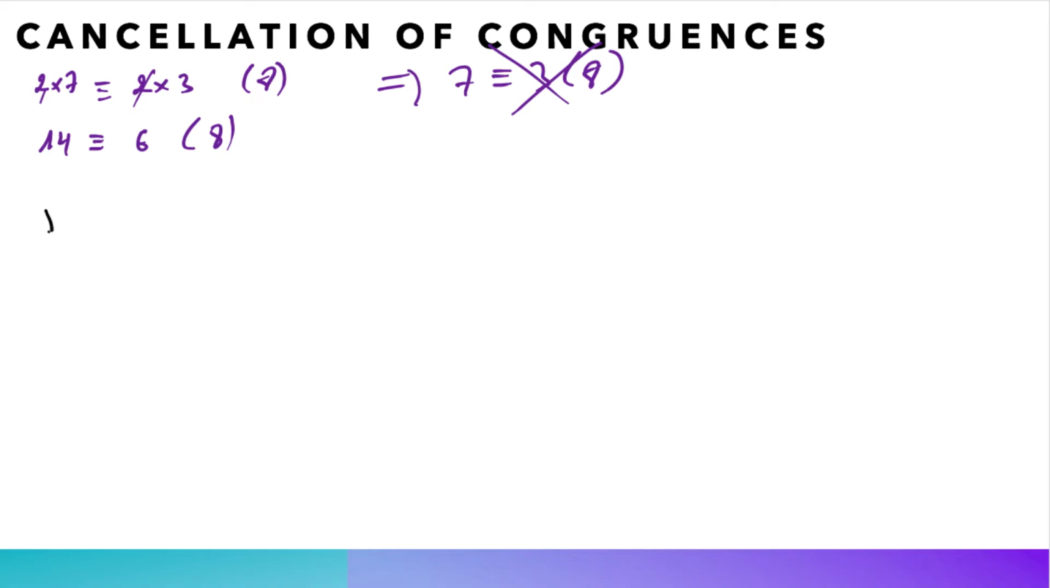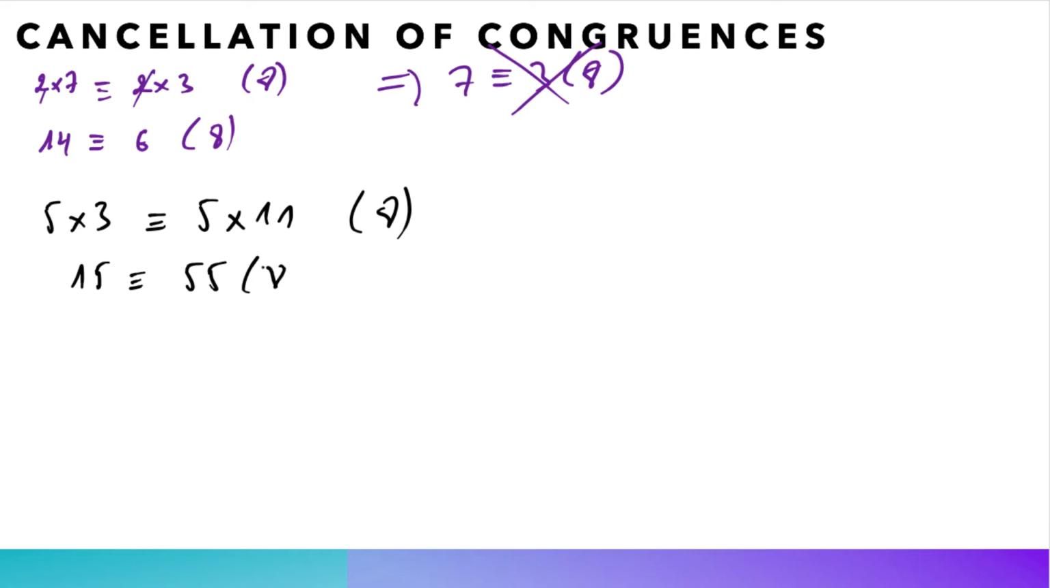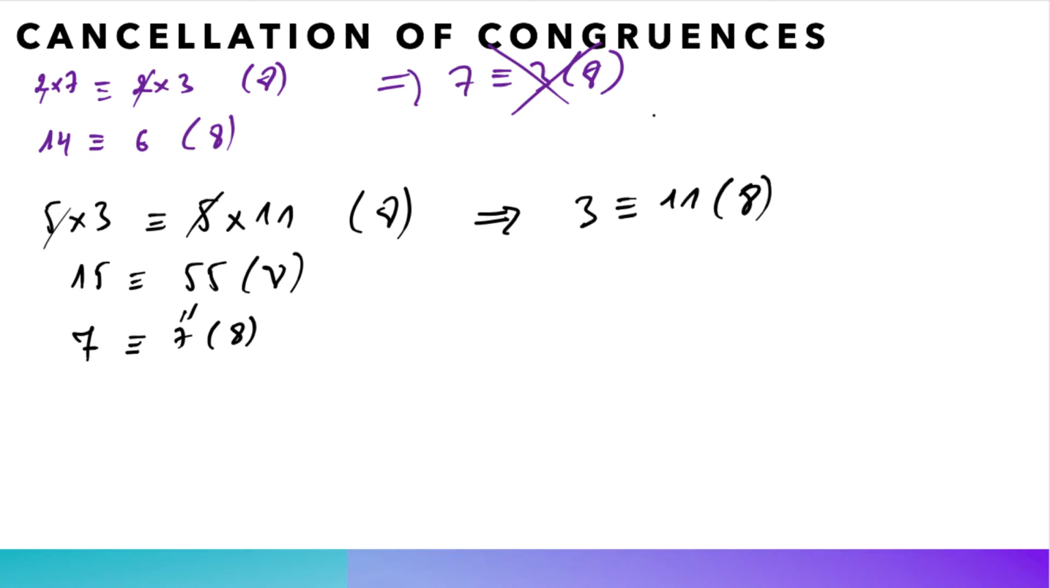Moreover, one can check that 5 times 3 is congruent to 5 times 11 modulo 8, and this is because 15 is congruent to 55 modulo 8, because both of them are congruent to 7 modulo 8. Here 55 we can write as 48 plus 7, which gives of course 7 modulo 8. We can also see that here one can cancel both of the 5's and get that 3 is congruent to 11 modulo 8. So things do not work here, but they work here. What we would like to investigate together is when does this work.